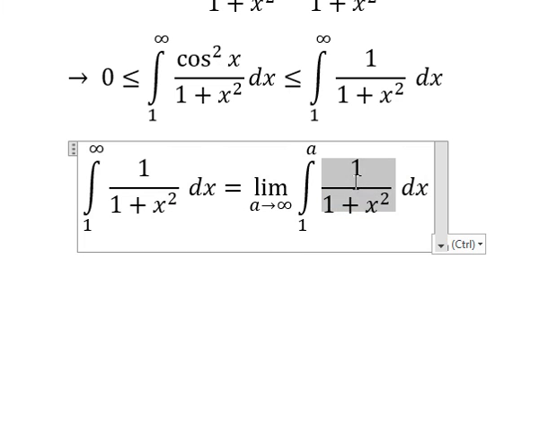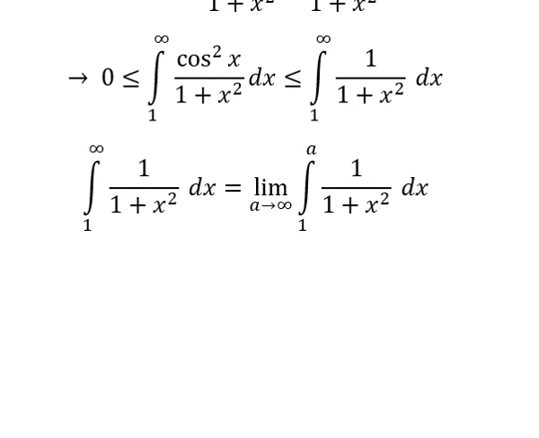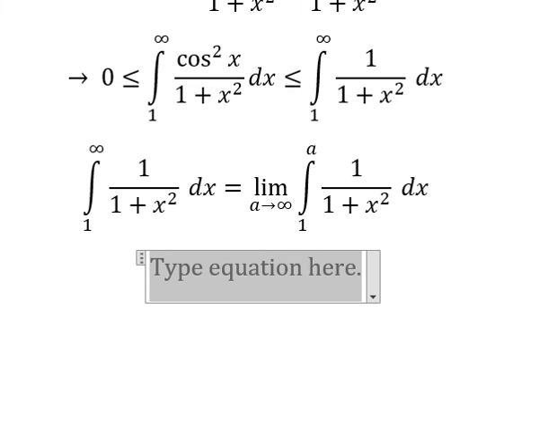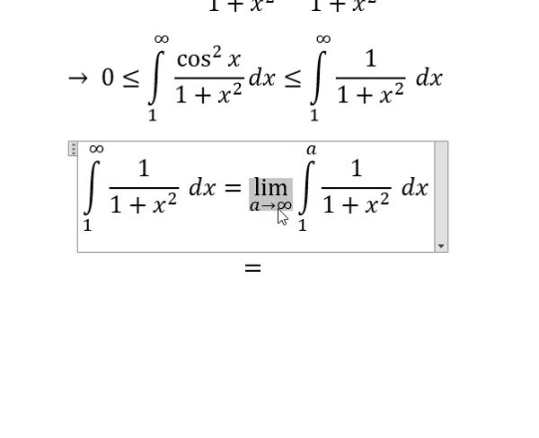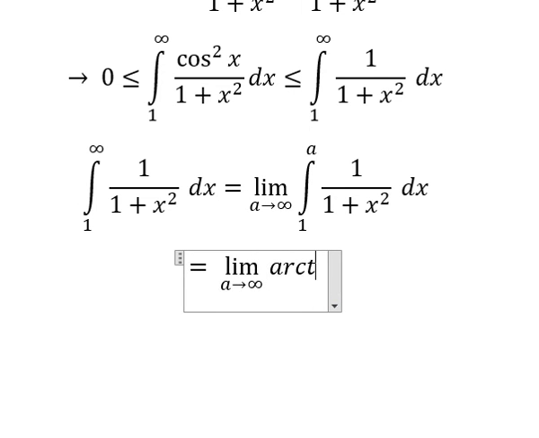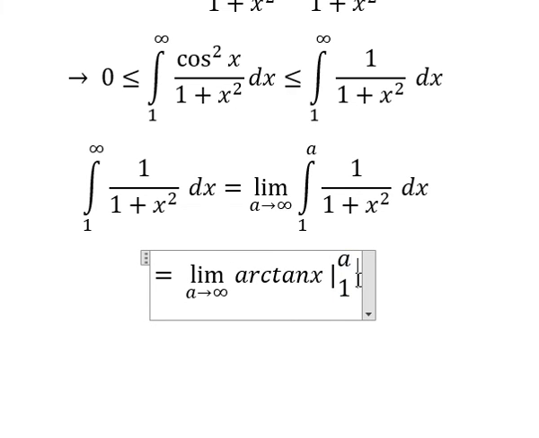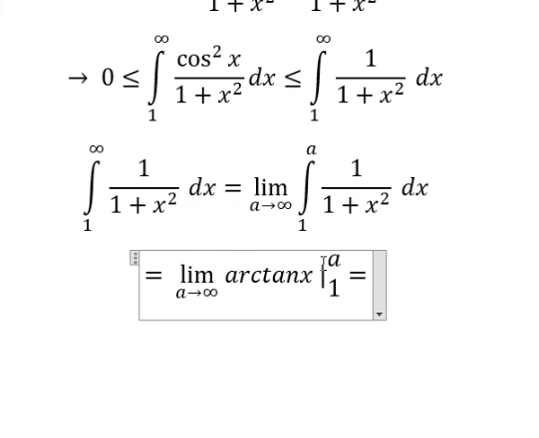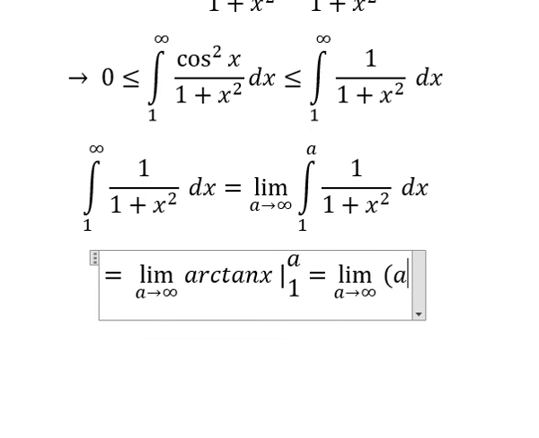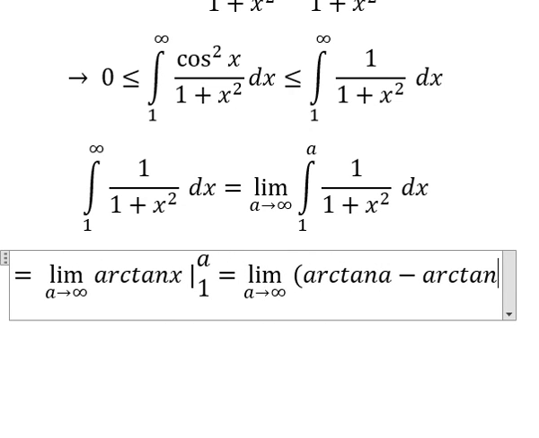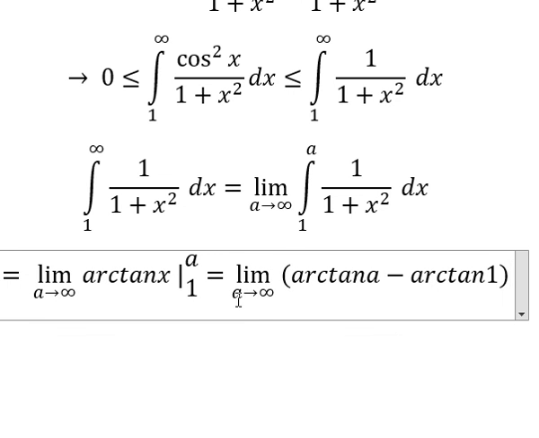So the integration of this one, we have arctan of x, and I will put the bounds from number 1 to a. So we put a and number 1 in here. So when I approach positive infinity, this one will be pi over 2.